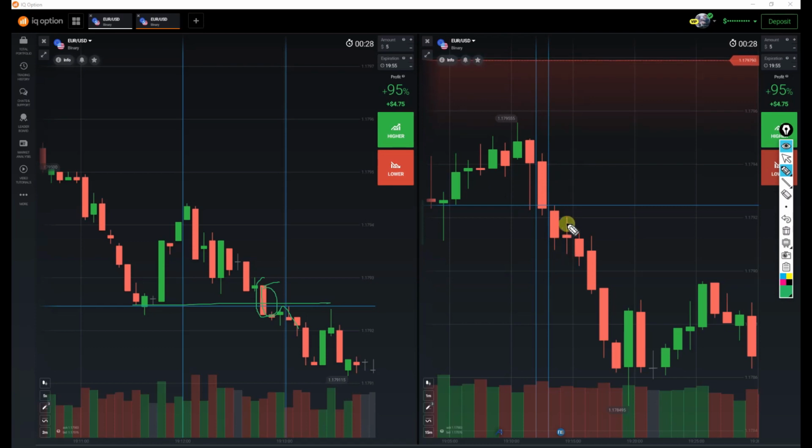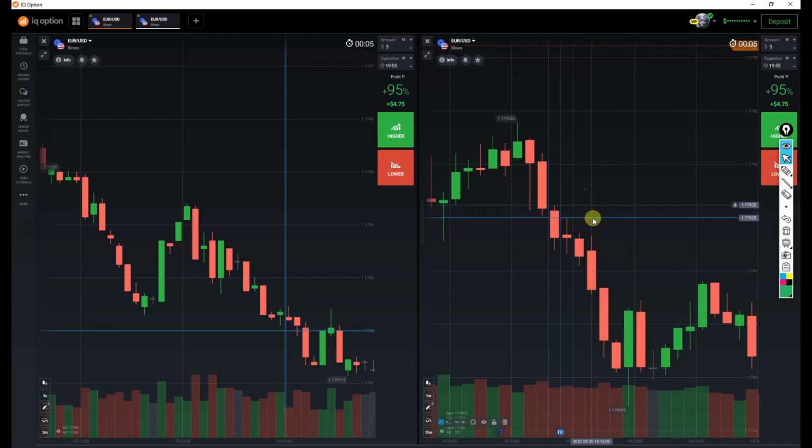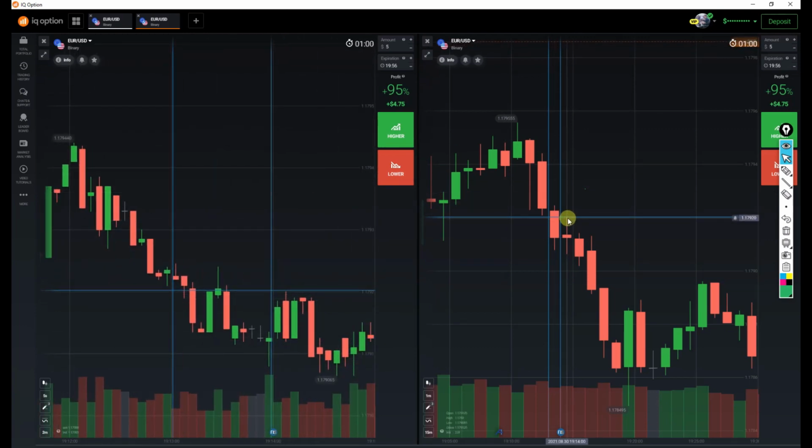Same thing here, if you look at why this candle rejected from here, it's because the candle is strong at this area. This candle is strong at this area. See, a rejection, then the market moved down. This candle is the strongest at this area, and this area is yours.